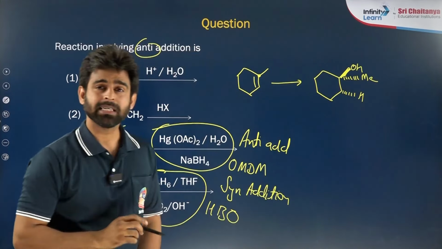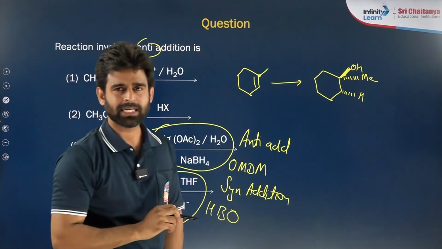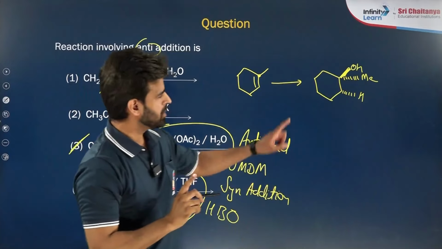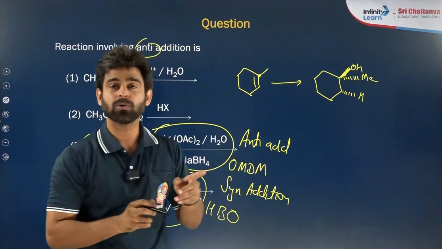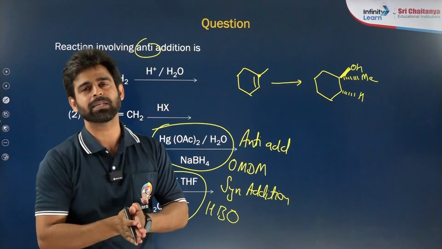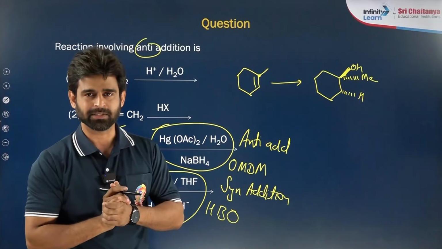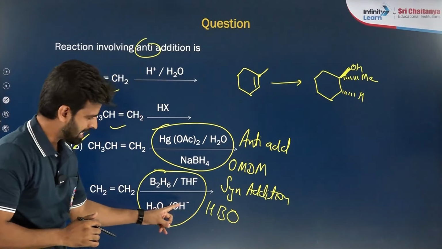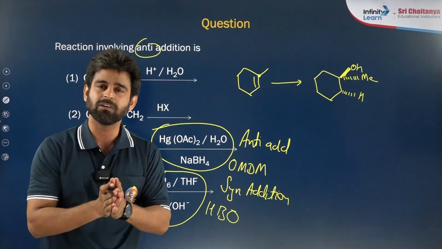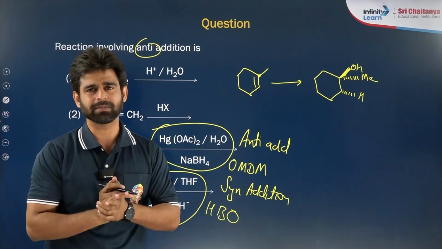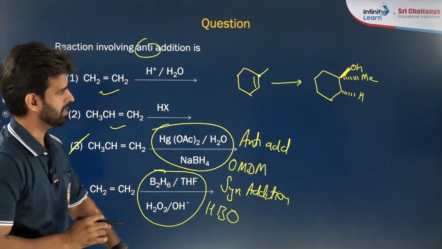Its methyl group is on the wedge, right? So you have to see the newly added OH and H are on opposite sides. That's why we call it anti-addition, right? Whereas in hydroboration oxidation, the newly added OH and H will be on the same side. That's why it is syn, right?